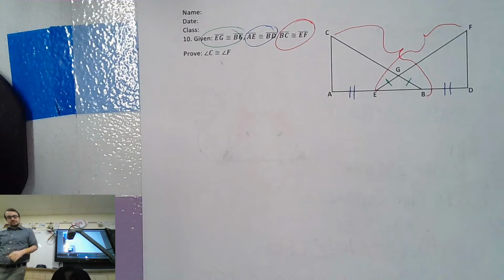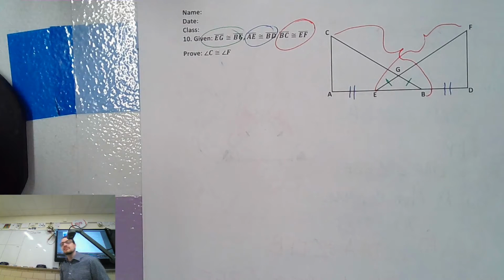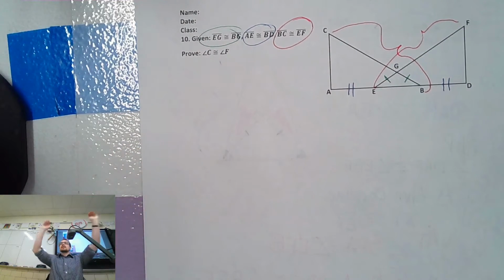Alright, you guys ready? You must like what we learned yesterday. Isosceles, angle B is congruent to angle B. Alright, so oh no, wait.